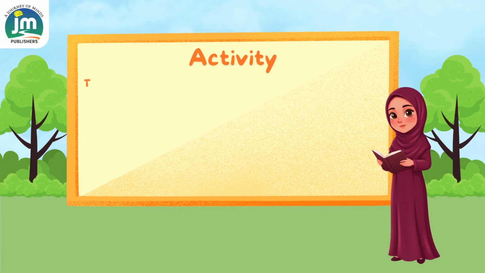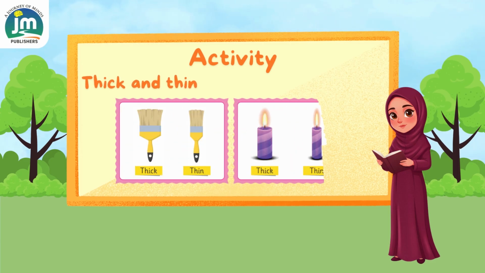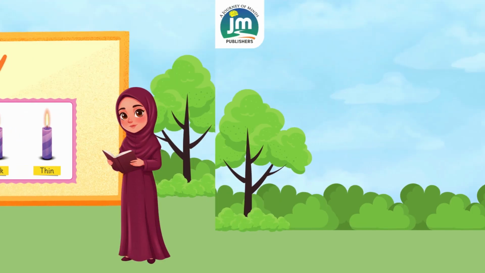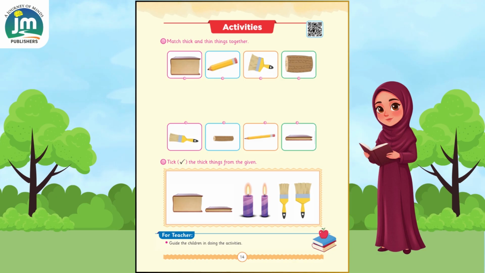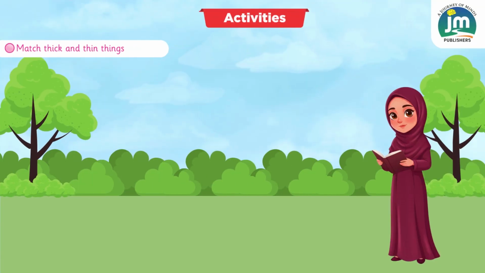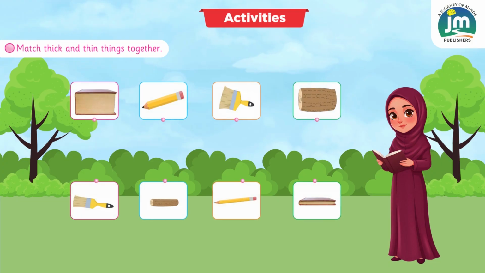Students, today we will do an activity about thick and thin. Open page number 14 of your book. Match thick and thin things together. We can see a thick book and a thin book. Now match the thick and thin things together. Yes, the big, wide one is thick and the small, narrow one is thin.